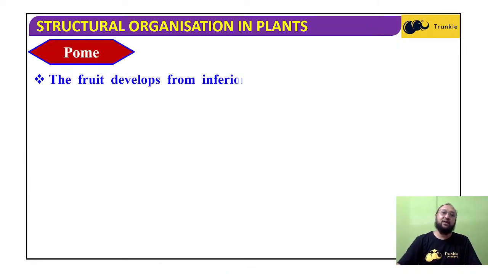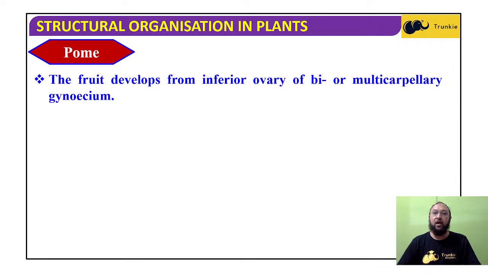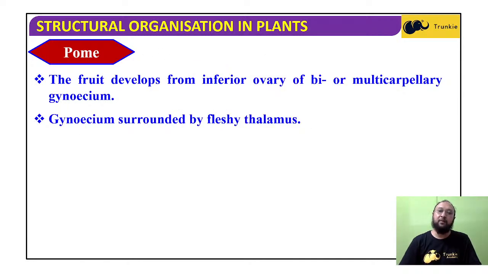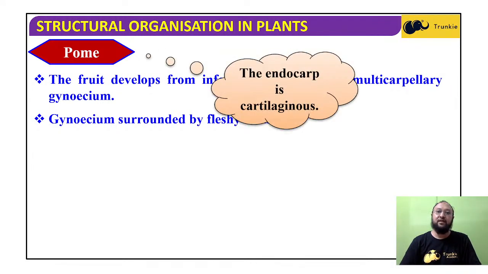Now pome is the fruit that develops from the inferior ovary of a bicarpellary or multicarpellary gynoecium, that is, a flower with two or more than two carpels, in which the ovary is inferior, meaning the other floral parts are above the ovary, which I already explained yesterday. The gynoecium is surrounded by a fleshy thalamus, and the endocarp, the innermost, is cartilaginous.